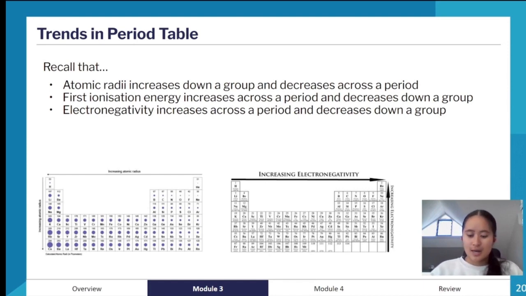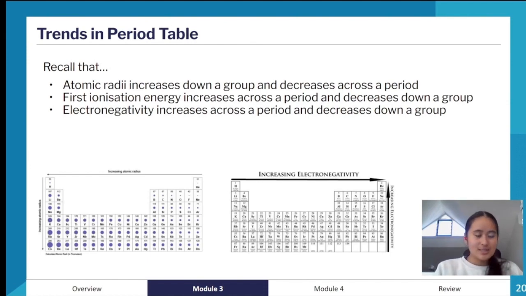And then first, ionization energy. So just recall that ionization energy is how much energy is needed to remove the first valence electron in a gaseous state. So that increases across a period and it decreases down a group. And the same trend is shown in electronegativity. So again, another recall is that electronegativity is how likely it is to attract an electron to form a bond. So this also increases across a period and decreases down a group.